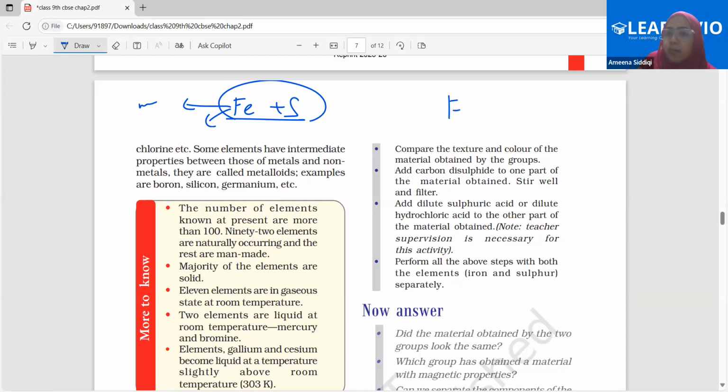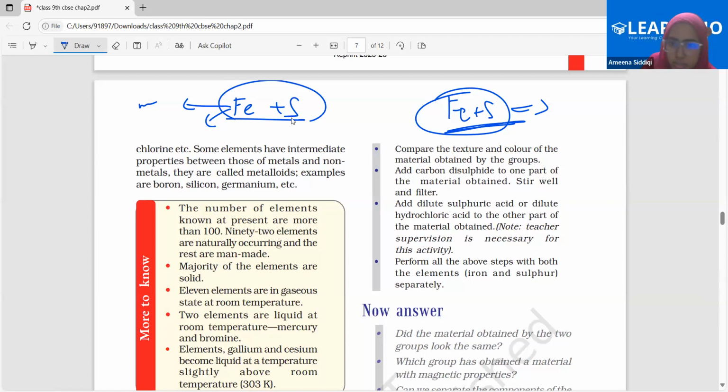Whereas in the second case, this will form some kind of a compound, iron sulfide. Why? Because it's heated, and because of that, a chemical bond will form between these two elements. Now, when a compound is formed, the properties of the compound are completely different from the properties of its combining units. Therefore, the magnet will not work on this. You getting it?